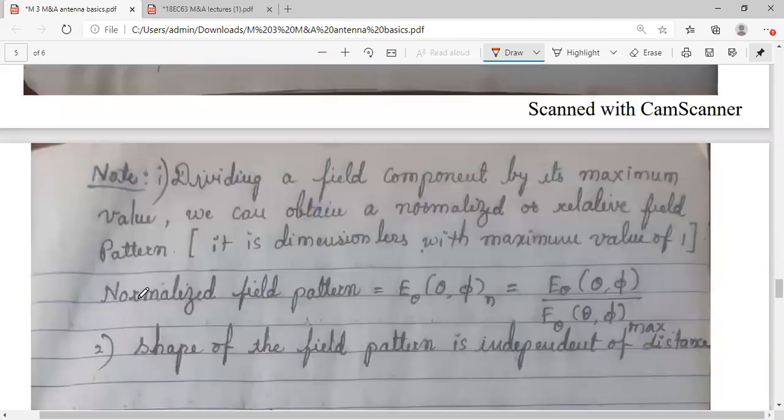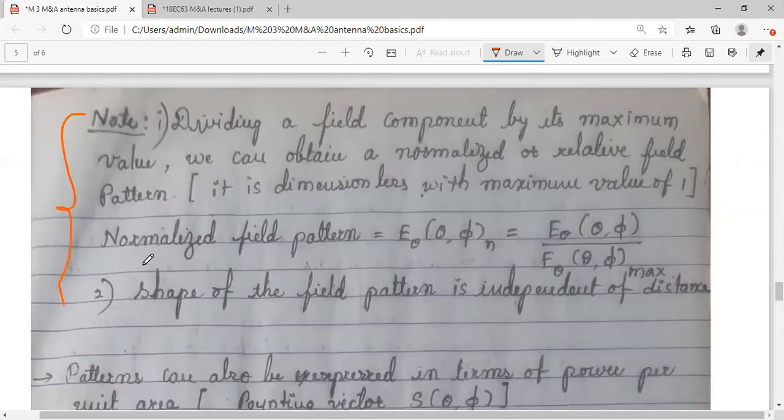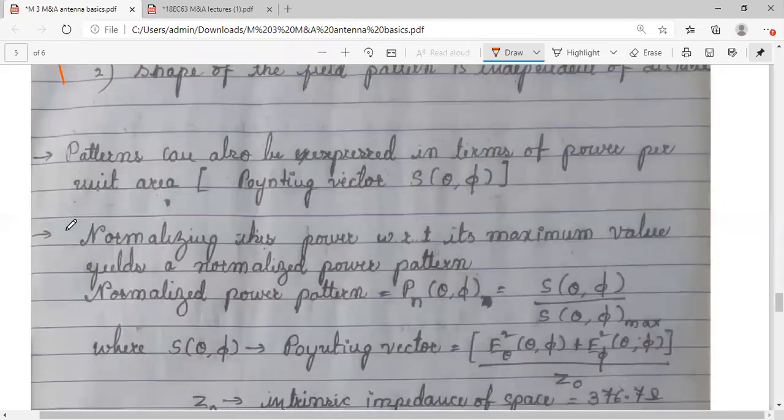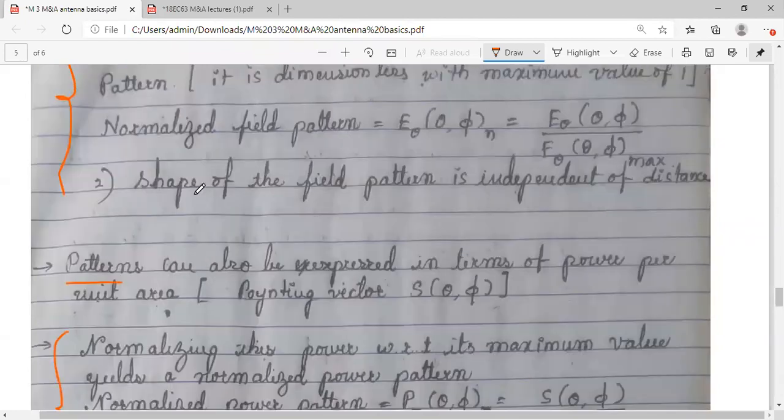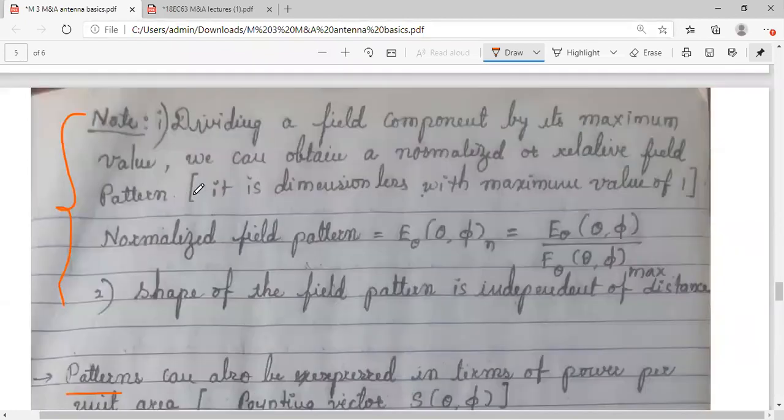Okay, hope you understood this. The remaining part I'll be continuing as a note, and then the equation to get the patterns. This much I will be continuing in the next class.